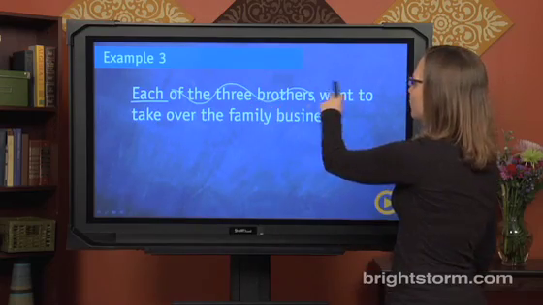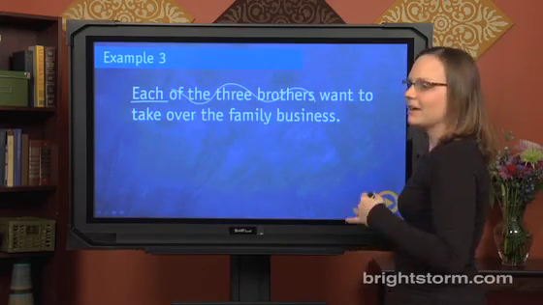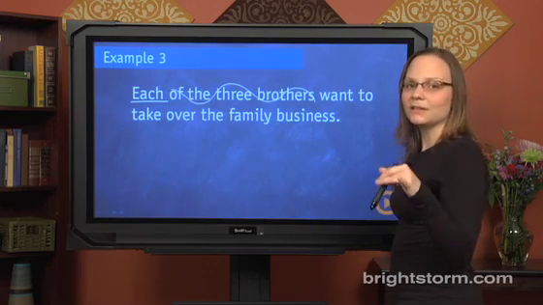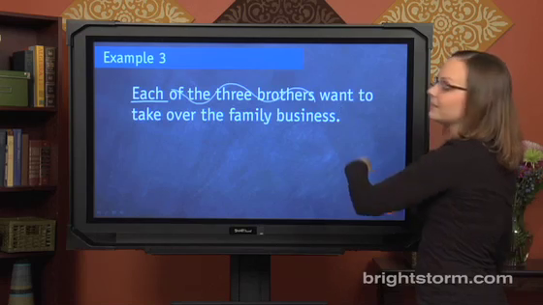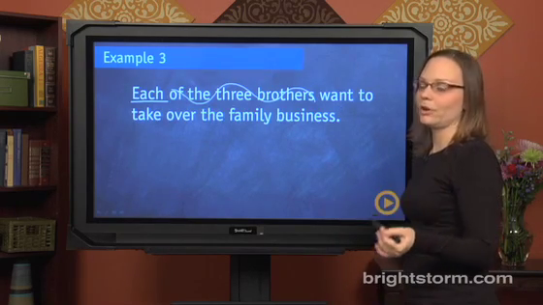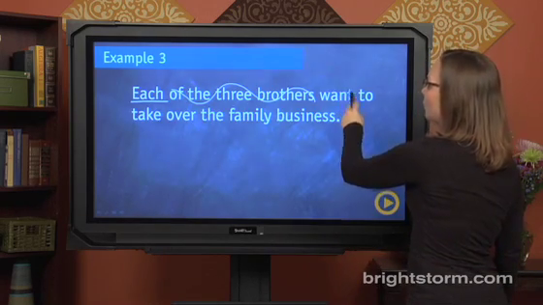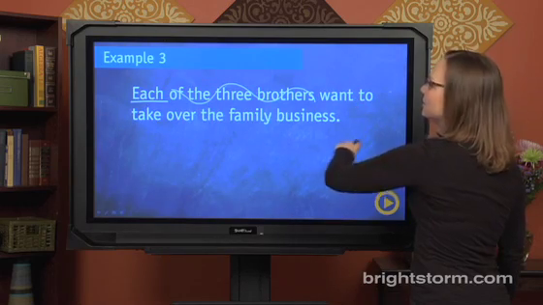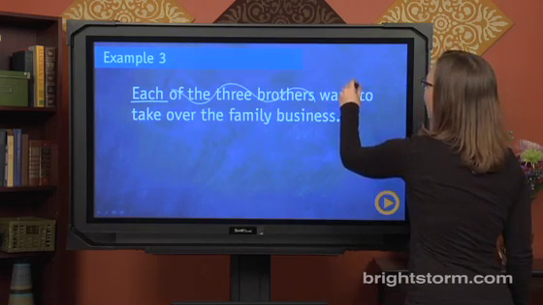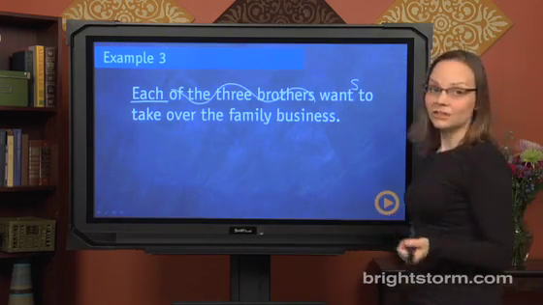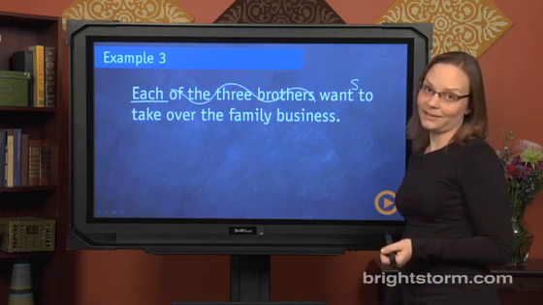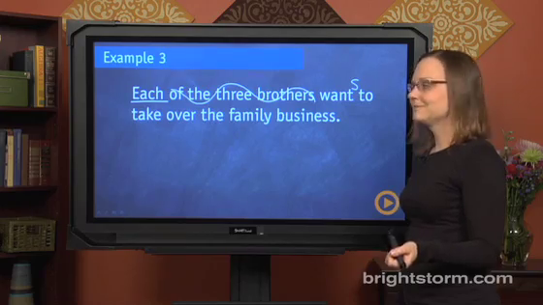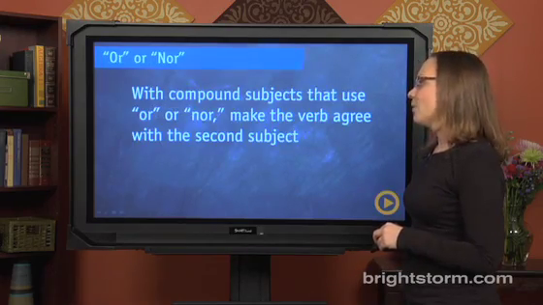And then we have each want. Now that might sound okay to you, it might not, but it's not because each is a singular word, so it needs to conjugate the verb in the same way that another singular word would. So just like you would say it wants or he wants, you need to say each wants. So the sentence should actually be, each of the three brothers wants to take over the family business. So that's the first rule. Next up, or nor.